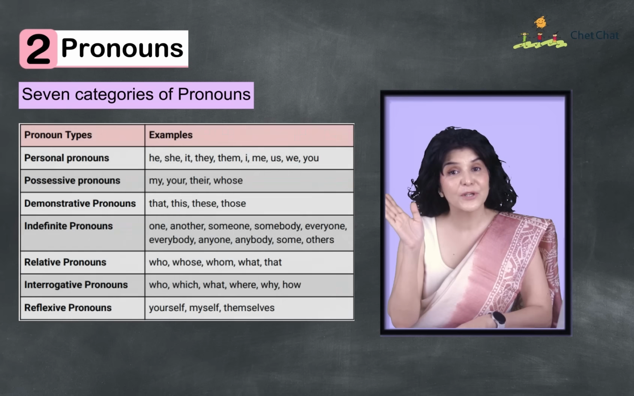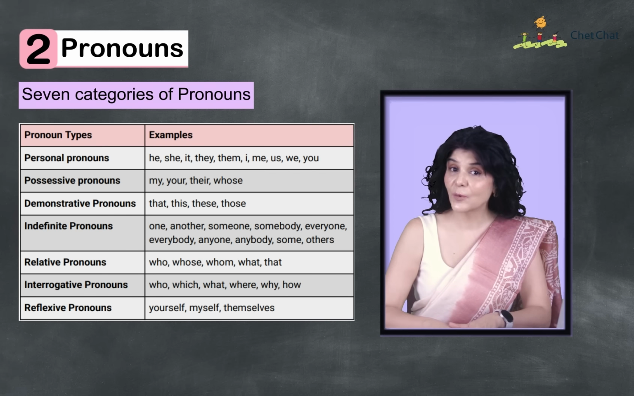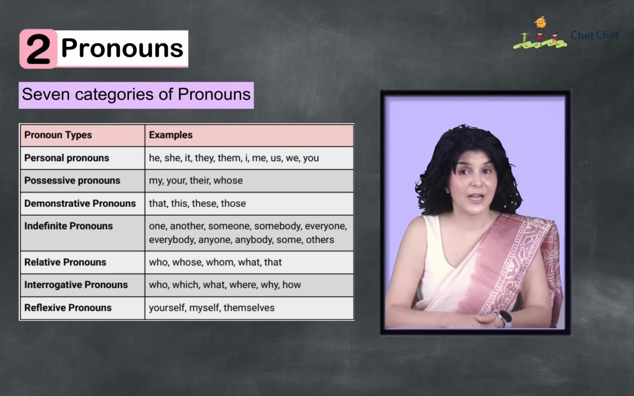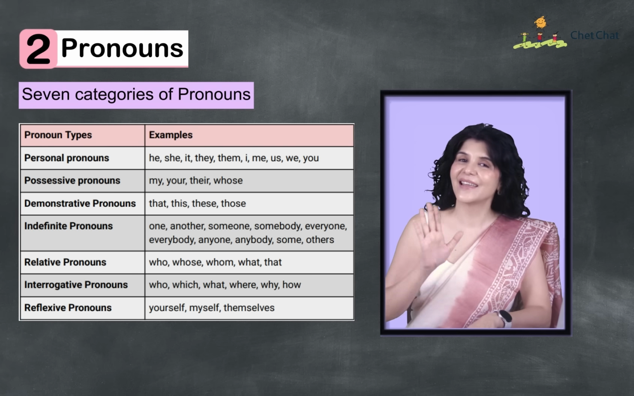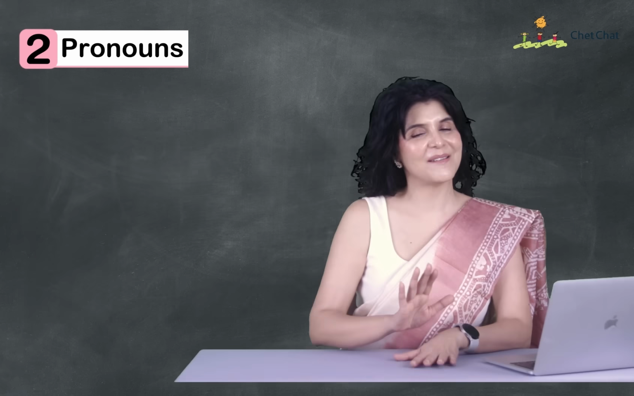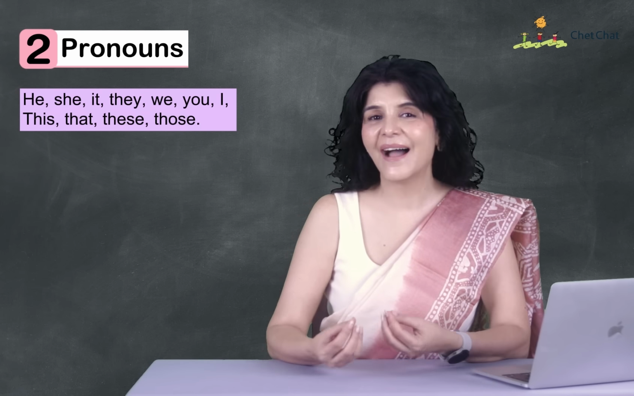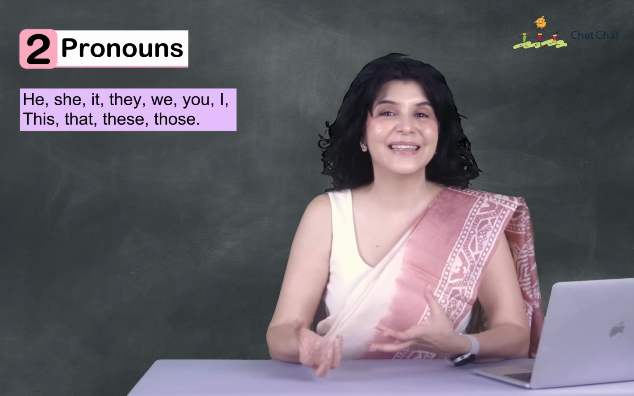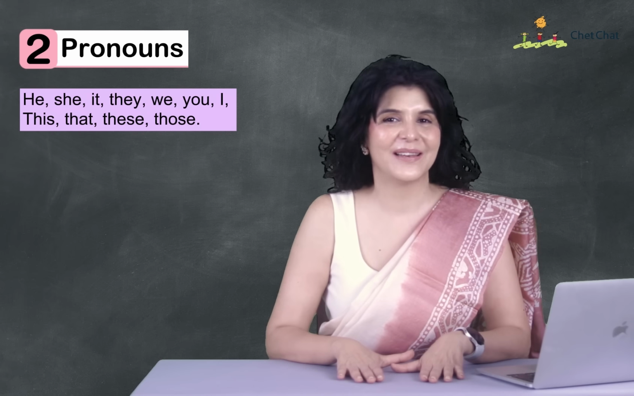Here is the summary of the types of pronouns in a table. Now, since pronouns are used in place of a noun, all the tricks and hacks that we learned for nouns can be used here too. And pronoun words are easy, like he, she, it, they, we, I, you, this, that, these, those. So in general, these are very easy to identify.